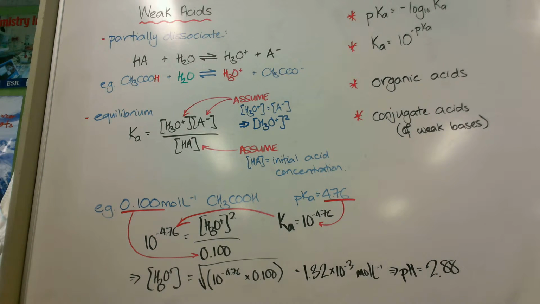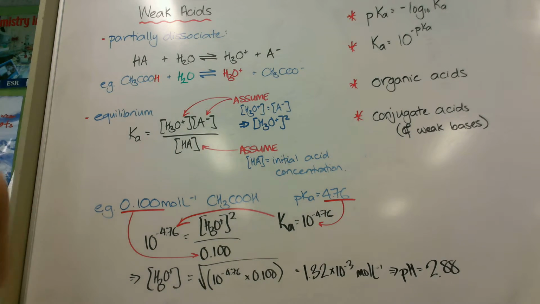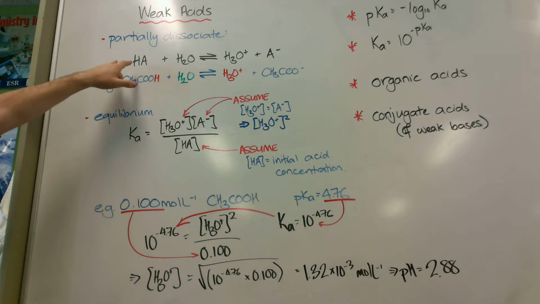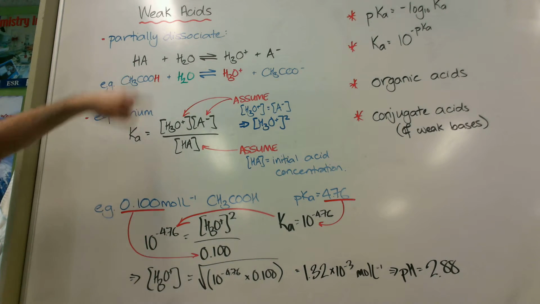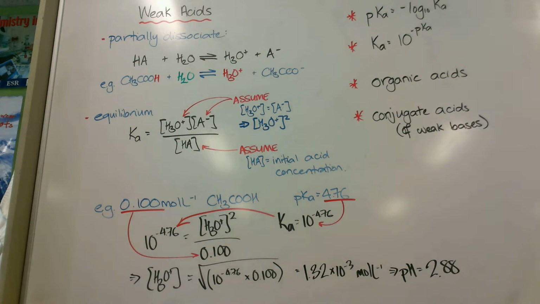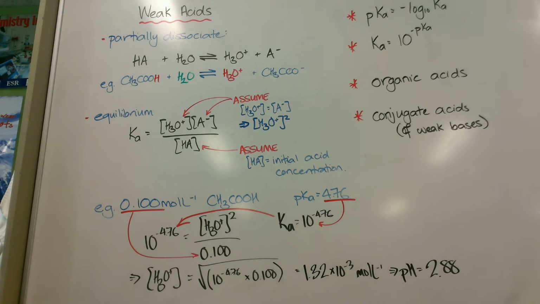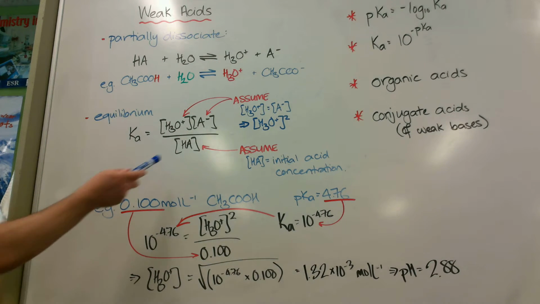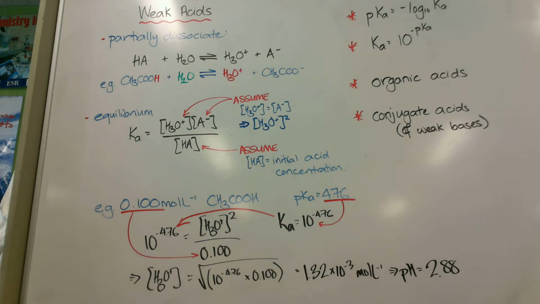The other thing is, being weak, we know that not much of this is actually dissociated. So whatever concentration I started with, close enough to that is what I'm going to end up with after I put it in water. So I can assume that if I put 0.1 moles into a litre, I'll still have that 0.1 moles in a litre. Not much of it will have dissociated, become hydronium and the conjugate. So in here I can assume that HA is going to be whatever the question says.